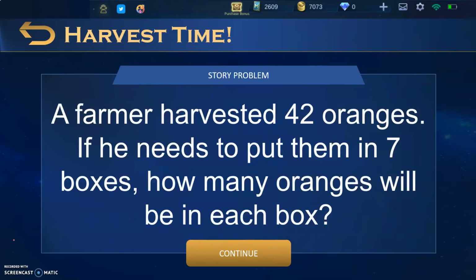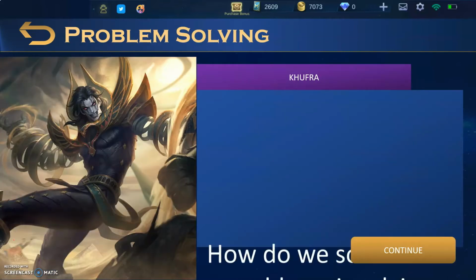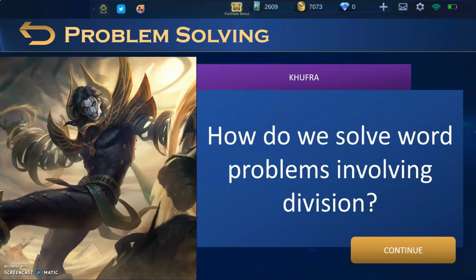A farmer harvested 42 oranges. If he needs to put them in 7 boxes, how many oranges will be in each box? So let's analyze. But before we analyze it, how do we solve word problems involving division?